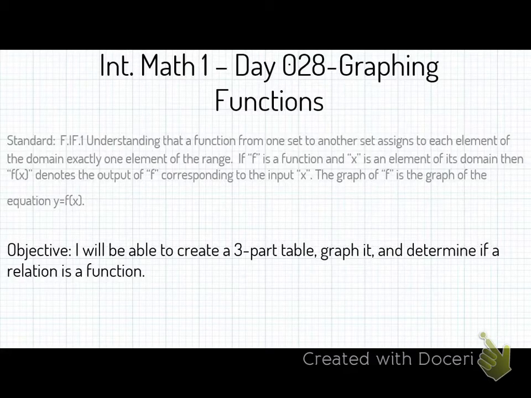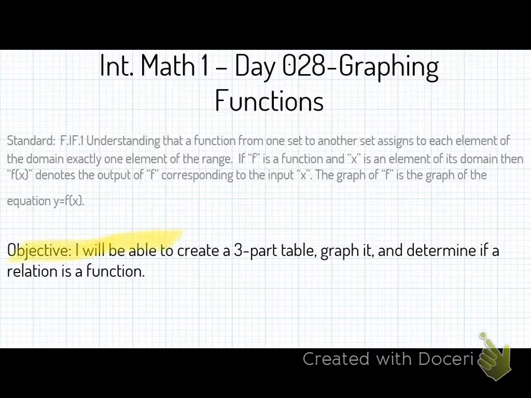This is day 28's lesson, so you'll be doing this one for homework. So what I'd like you to do right now is make sure you have your notes out. Please write down the title and the objective. I'll give you a moment. Please pause the video to write that down. Okay, you should have paused the video.